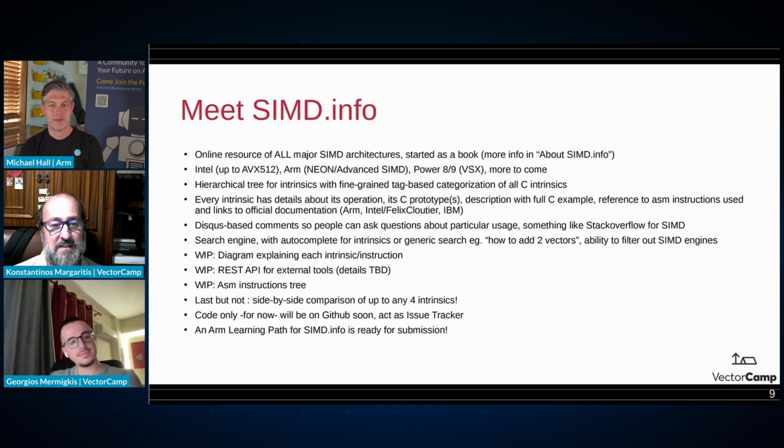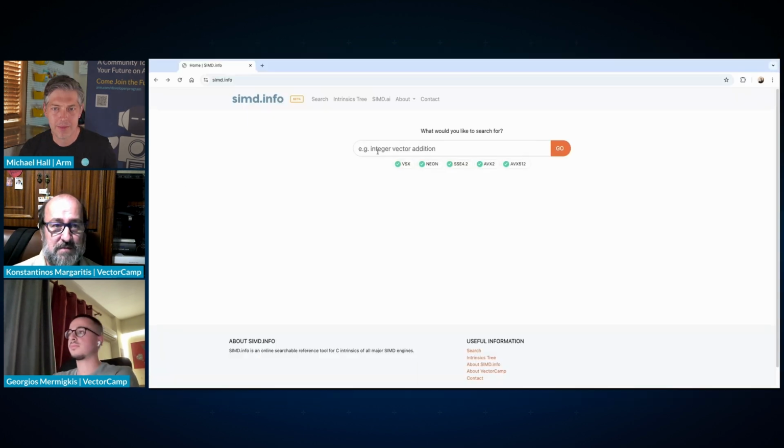SIMD.info. As I said, it's an online resource of all the major SIMD architectures. And it started as a book, as we mentioned. So for now, we have covered most of Intel intrinsics, most of ARM. We haven't covered SVE and SVE2 yet. But the plan is to pretty much include everything. I mean, if it's a SIMD architecture, we're going to try to include it there.